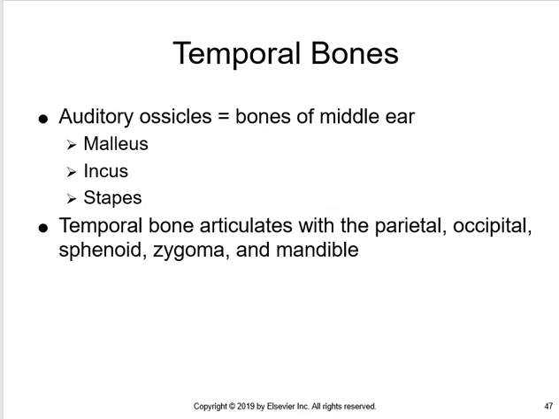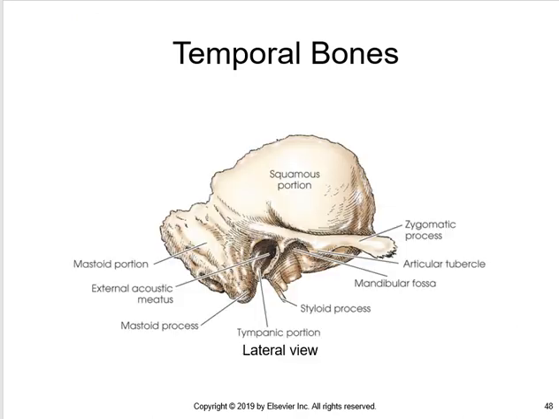You got 3 bones inside the petrous pyramids, inside the tympanic portion of the temporal bone, and those are your bones of hearing, and they are the malleus, the incus, and the stapes. The temporal bone articulates with the parietal bone, the occipital bone, the sphenoid bone, the zygoma with the zygomatic process, and it also articulates with the mandible at that hinge joint that I was talking about before.